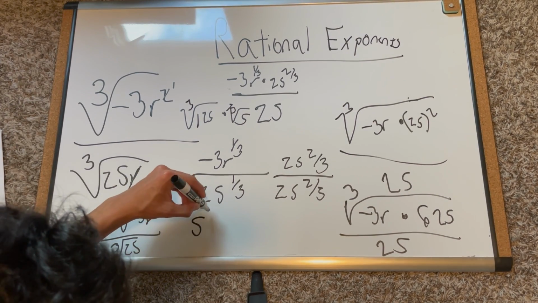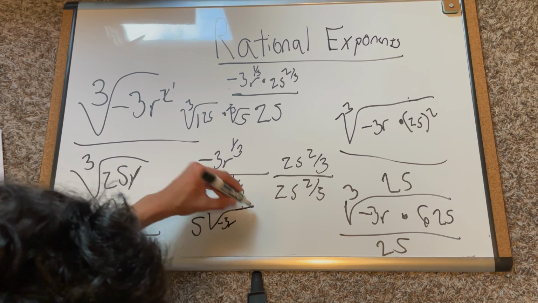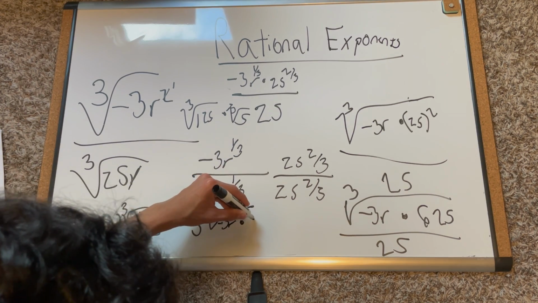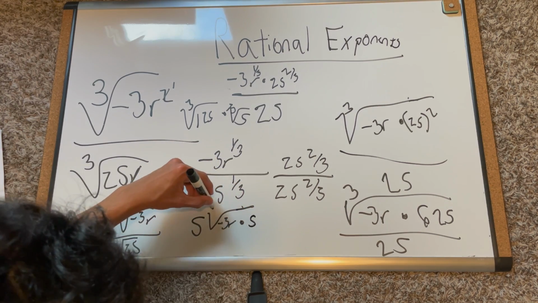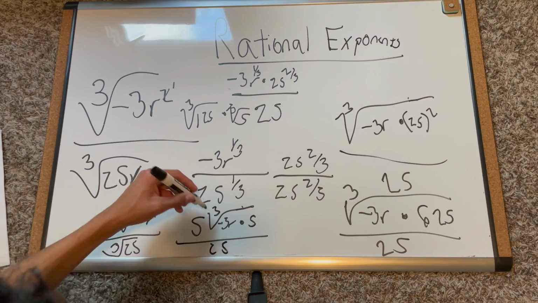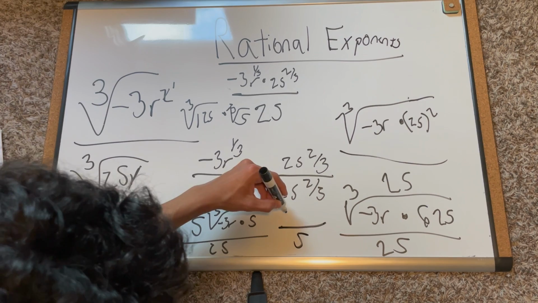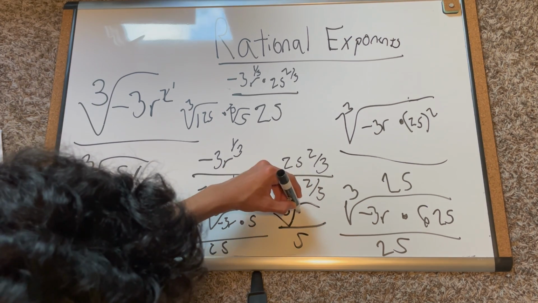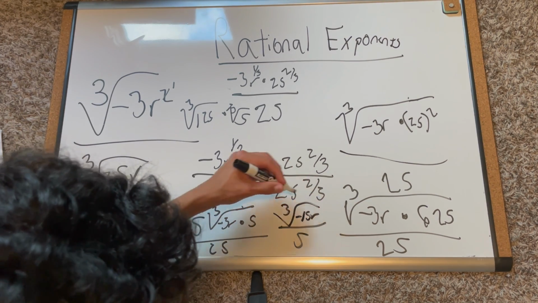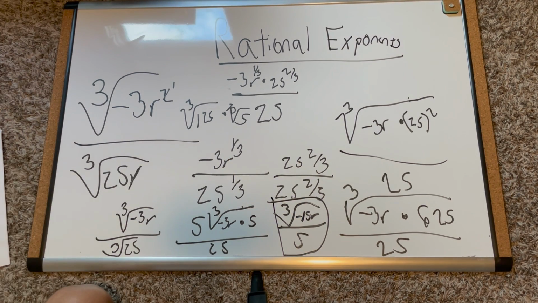So you bring that outside the radical, but the 5 remains in because you can't really take the cube root of 5. Over 25. Simplify that further. It turns into just 1. That turns into a 5. Cube root of -15r. And that is your solution.